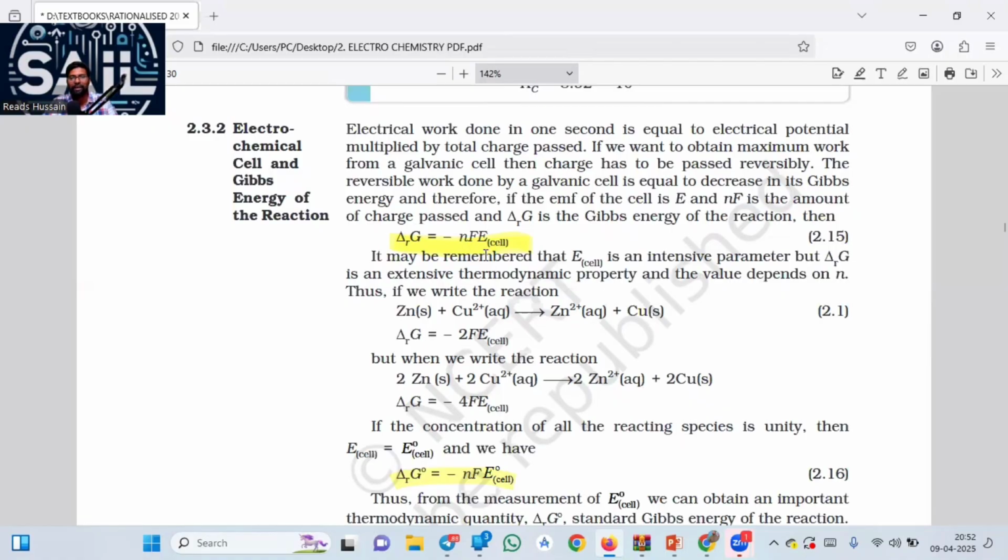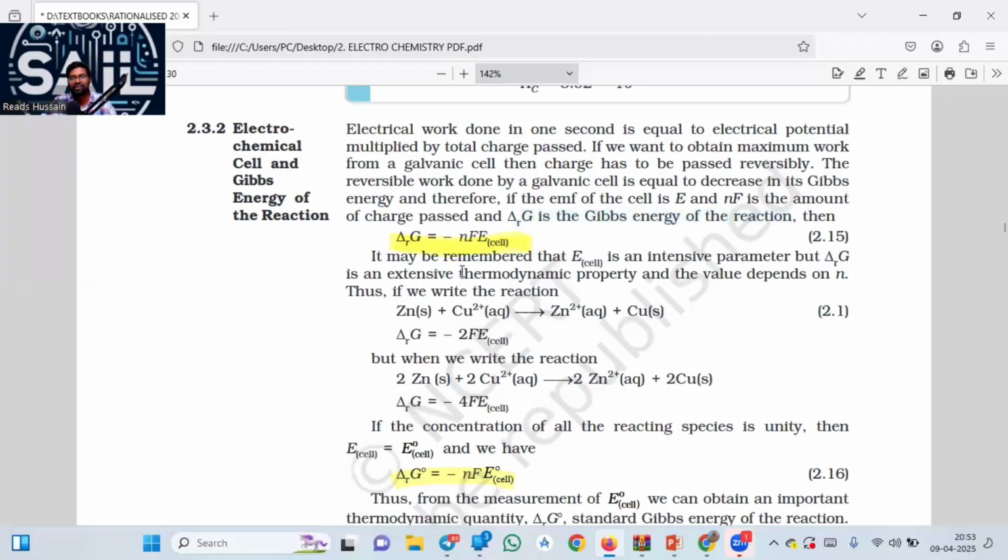F is for Faraday. For Faraday, you remember 96,500 coulombs. That is the value of 1 Faraday, 96,500 coulombs. E is the electrode potential of the cell, the EMF of the cell, and nF is the amount of charge, the total charge passed through the electrolytic solution. And delta G is the Gibbs energy of the reaction. So this is the equation. Remember this.